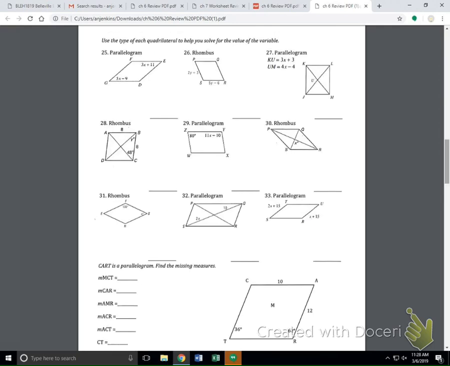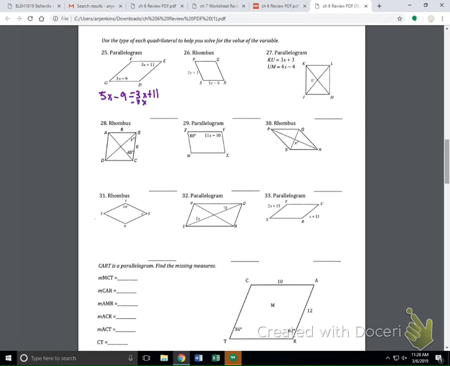Okay. The first one is a parallelogram. We want to solve for x. How do we go about solving for x since that's a parallelogram? We don't necessarily need to use 360 in this one. What do we know about opposite angles? They're congruent. So all I have to do is take the 5x minus 9, set it equal to 3x plus 11, and then solve for x.